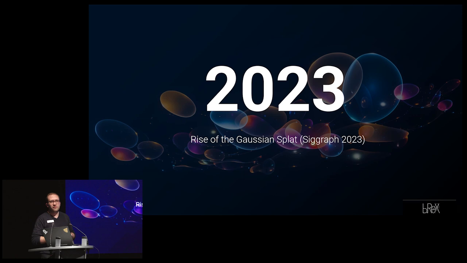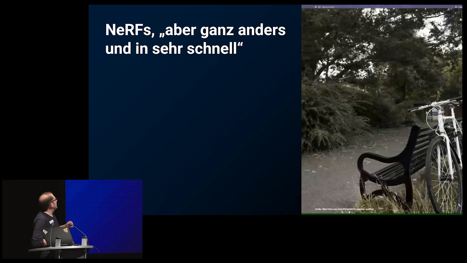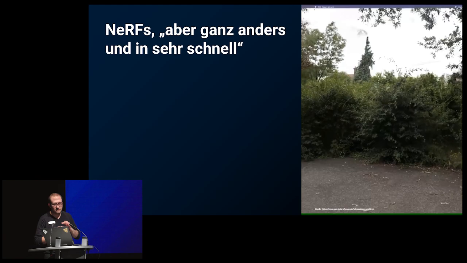So we were very lucky that this year in October, there was a paper presented at SIGGRAPH that is called Gaussian splatting. And Gaussian splatting is kind of similar to how NeRFs work, but totally different at the same time. So the idea of the researchers was that they want to have NeRFs, but approached a bit differently and in a very fast rendering and very fast training way.